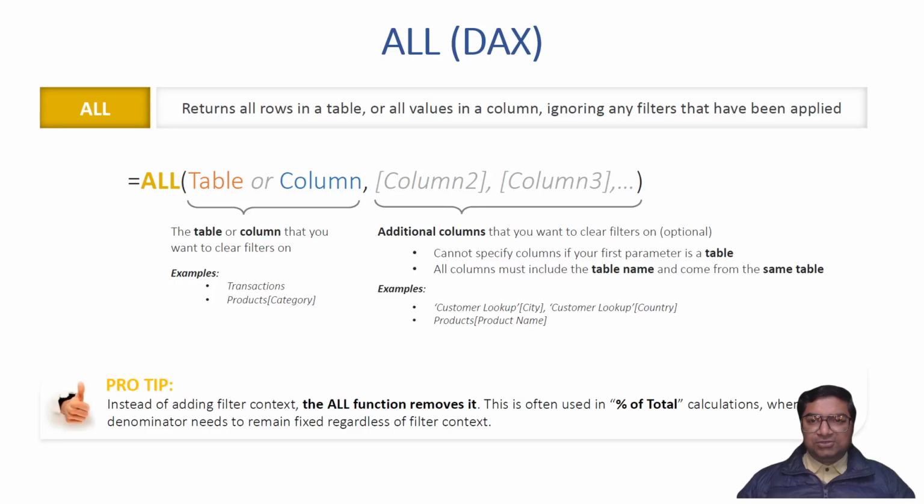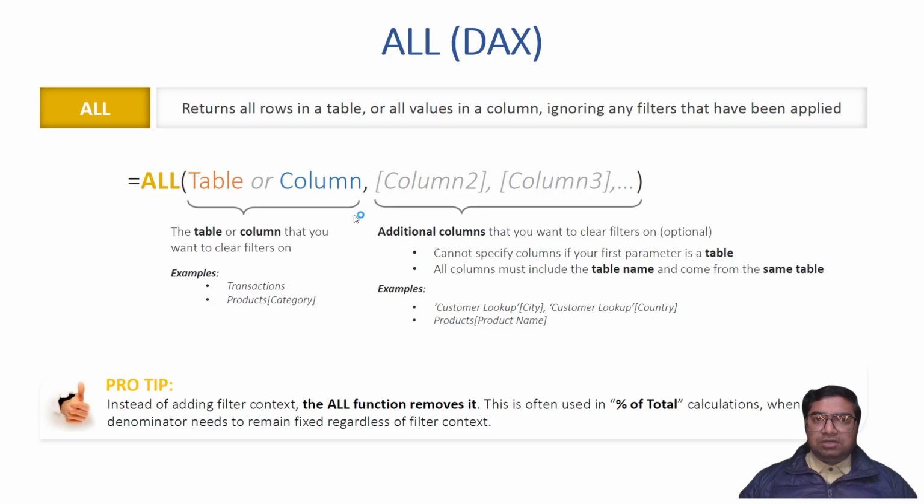Hi guys, so your Power BI totals are changing and your formula is not wrong. You're just missing one function, that is ALL. Learn how to ignore the filter and calculate true totals in this video. Let's jump on the screen.